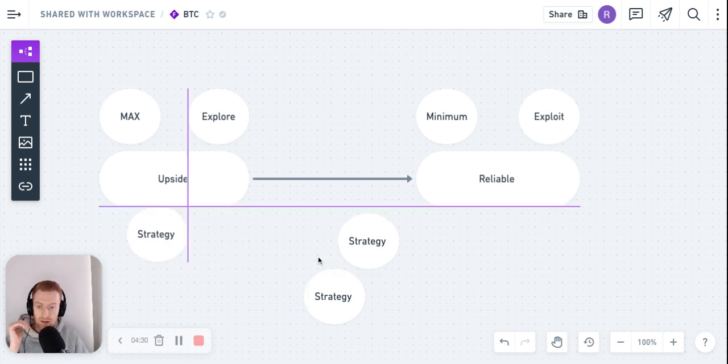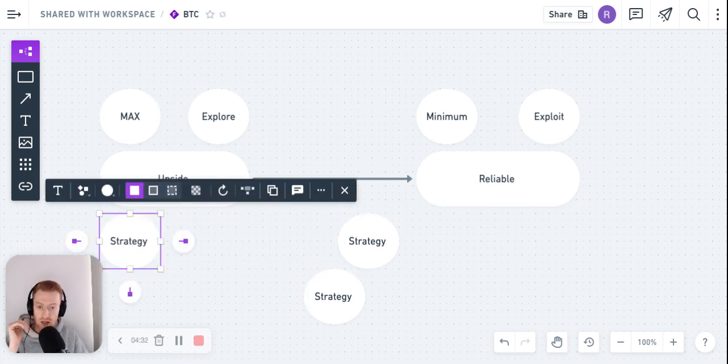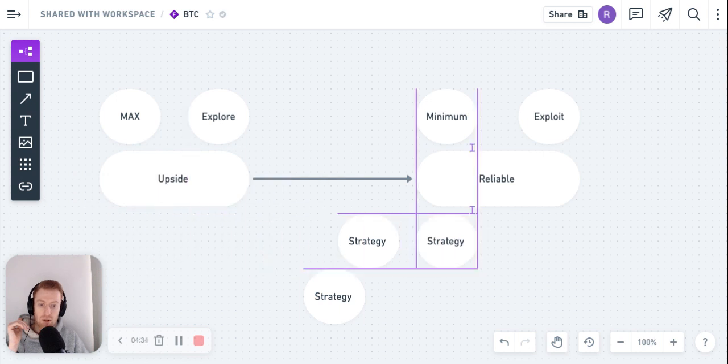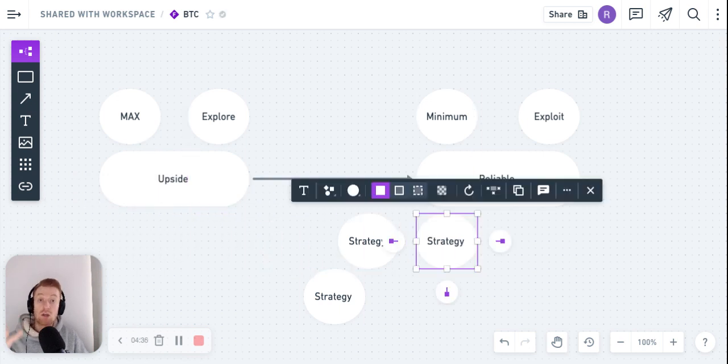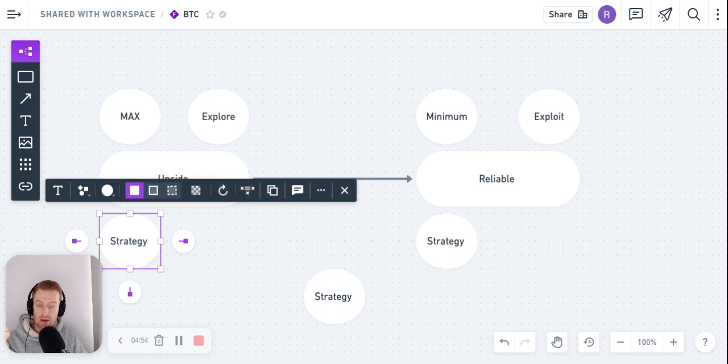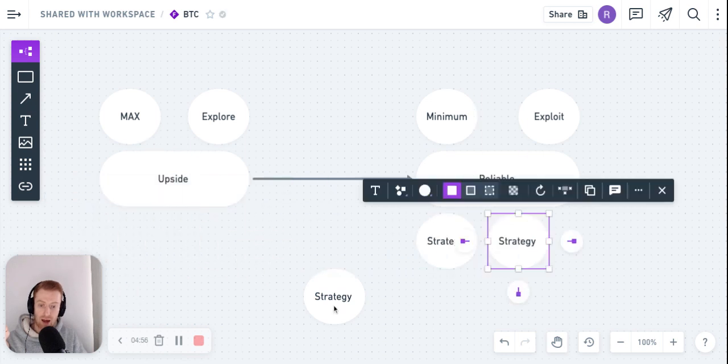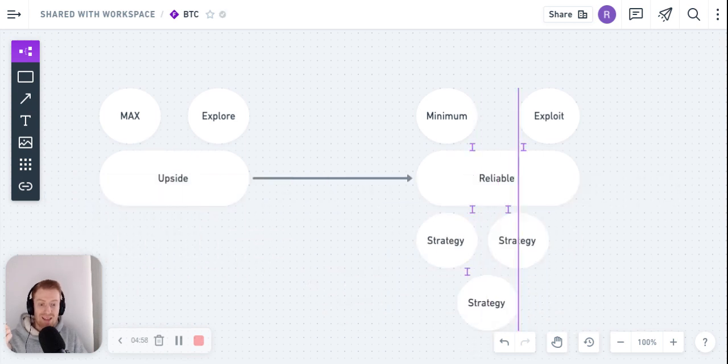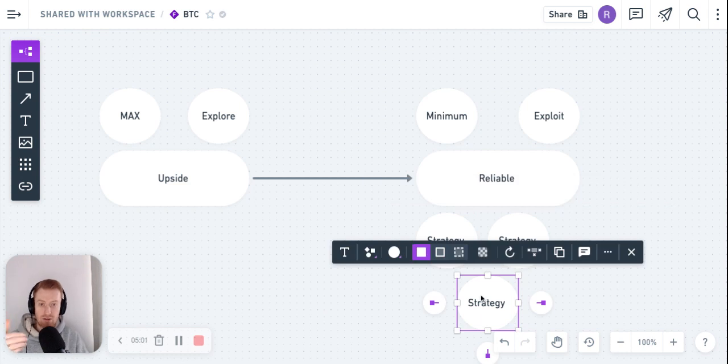So the goal is to start with one strategy and then get it over here so it becomes reliable, so that you know that if you trade those games that fit that criteria, that you have put the maximum amount of effort into, you've explored, and now you are ready to use it, to do the minimum amount on it and to exploit it. Then you can add another strategy here, and then you could do the same to move that over, and then you can do that here. This is the exact process that I have done for my trading.